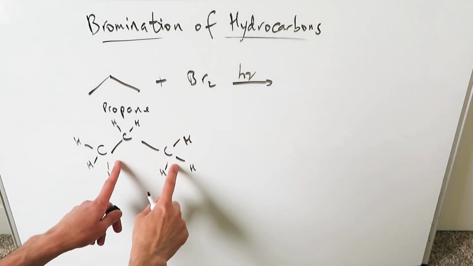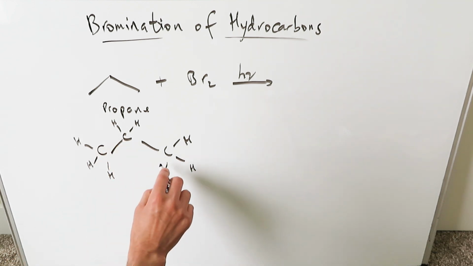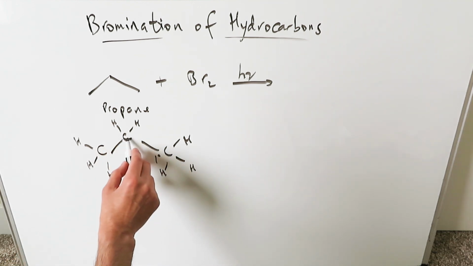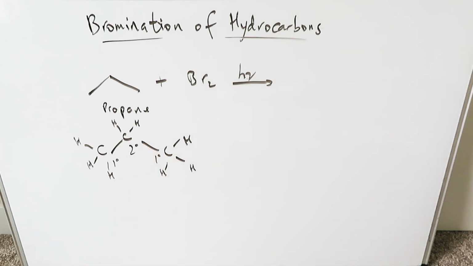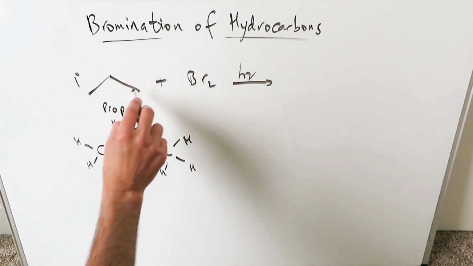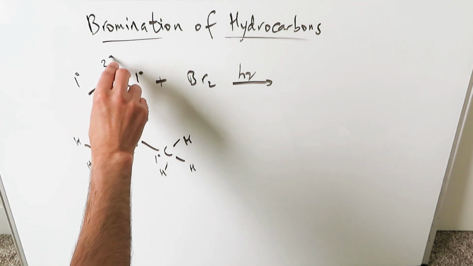You have here a primary carbon and a secondary carbon. This carbon is attached to only one other carbon. This carbon is attached to only one other. But this right here is attached to two other carbons. It's a secondary carbon. So for clarity's sake, I have a primary carbon here, a primary carbon, and a secondary carbon.